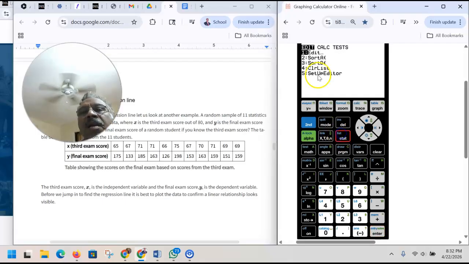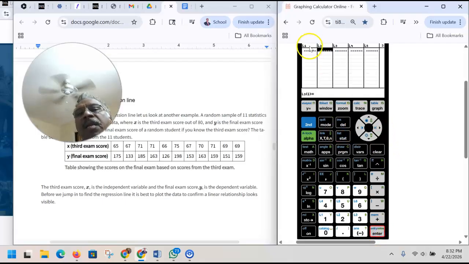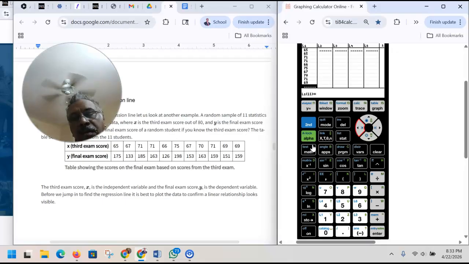So when you go to the stat and click enter, you see there's nothing here. And now is the time, let's put in the numbers. What is the first number? 65 and 67 and 71. 71, there are two. I think I forgot to put this as 65. 71 twice, 66, 75, 67, 70, 71, 69, 69.